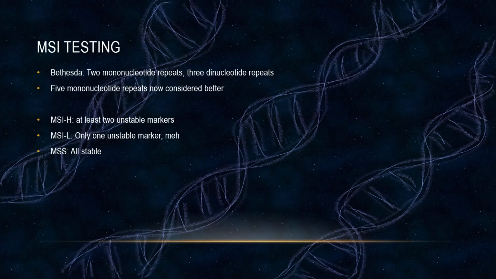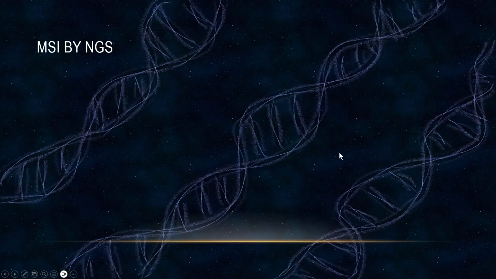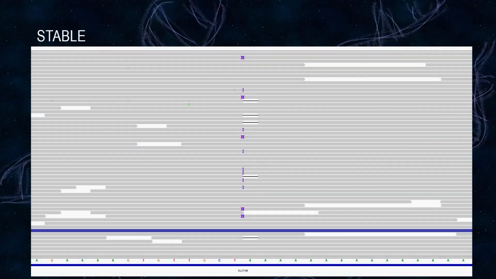where it's not likely to be associated with Lynch syndrome, and it's not likely to be associated with the true phenotype of microsatellite instability, where they have a lot of mutations and better response to immune checkpoint inhibitors. And MSS is microsatellite stable, so all stable. This can also be done by NGS. I had a little of this in the NGS lecture as well.